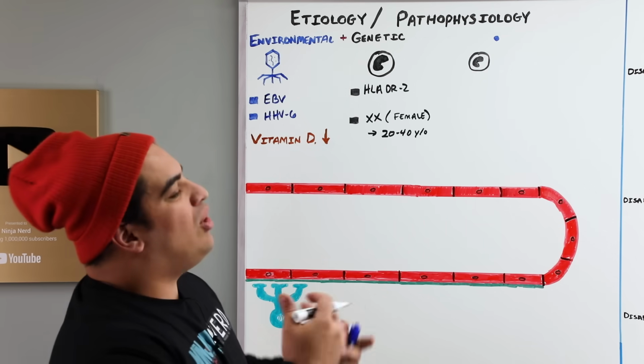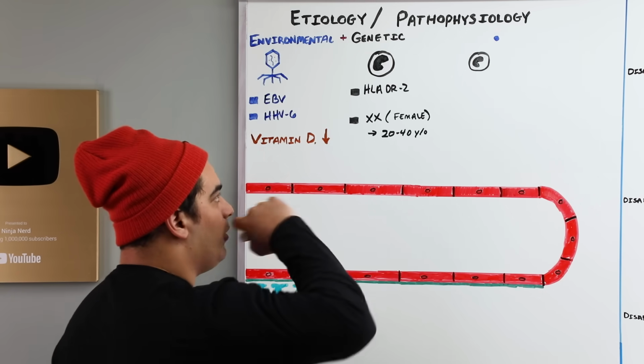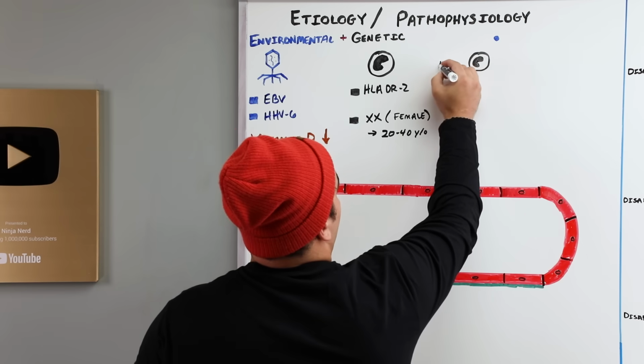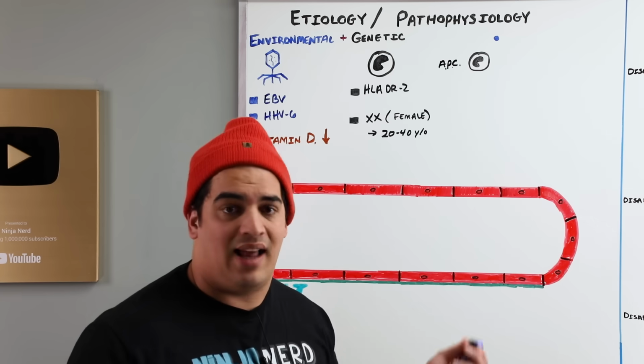Now, how do all of these things come together? That's what we really should try to understand. So let's say here we take an antigen-presenting cell. So here's an antigen-presenting cell, and this type is just a macrophage. I could have picked any of them, I'm just picking that one.